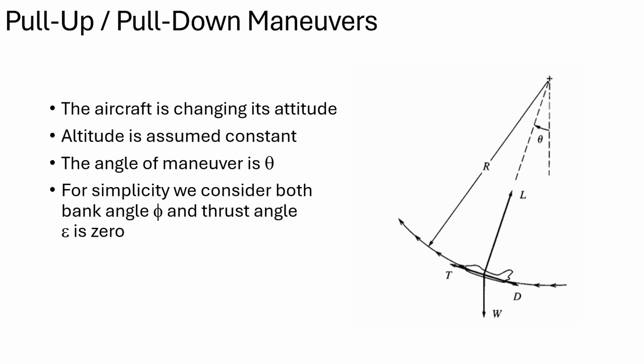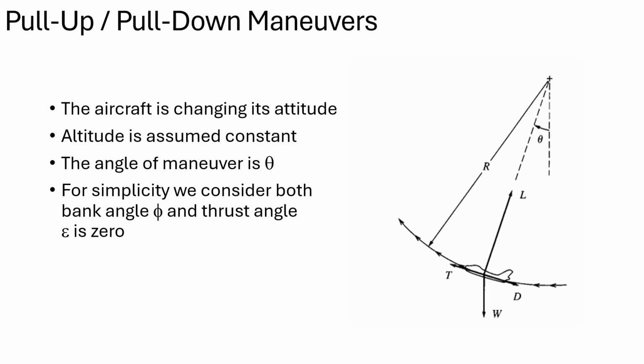The next part deals with pull up and pull down maneuvers. In this particular case, the aircraft is changing its attitude. However, in the current situation, we are assuming that the altitude is not changing, which means the height of the aircraft is not changing. The angle of maneuver is theta, and for simplicity, we consider both bank angle phi and the thrust angle epsilon as 0. We have always considered epsilon equal to 0, which means that our engines are in the same line as our thrust vector or aircraft vector. So the thrust vector and the aircraft direction are the same.